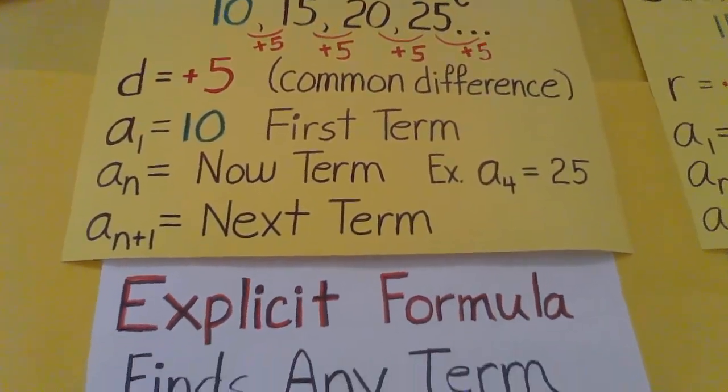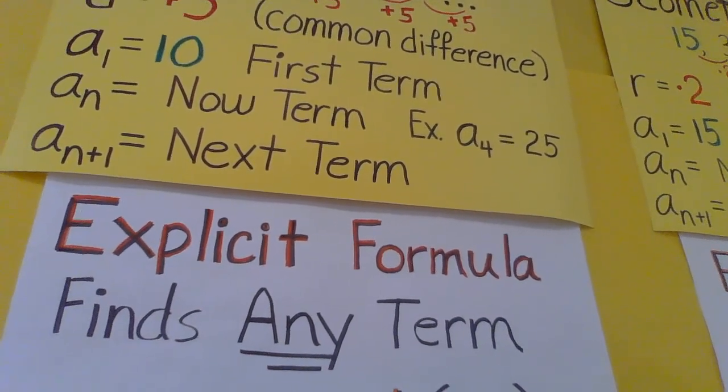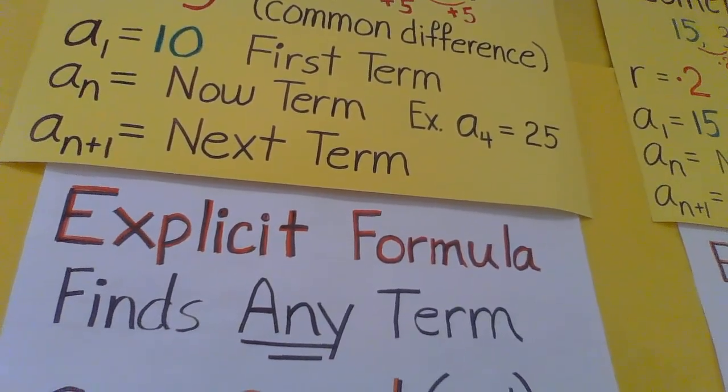Now, explicit formula. The explicit formula is really handy because if I want to find the 20th or the 80th term, I don't want to make a list and count all the way out to the 80th term.